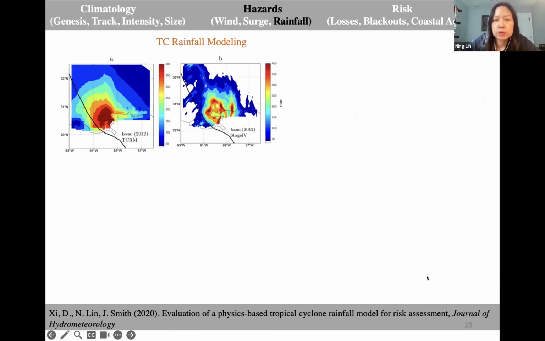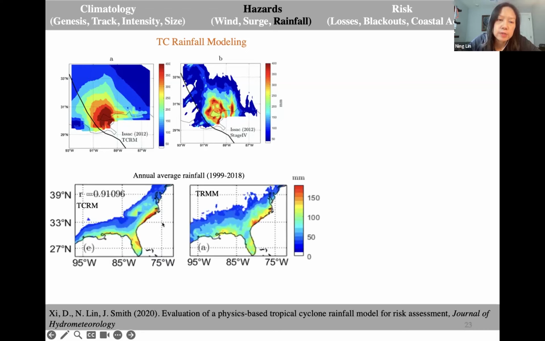And we also compare the model with observation. Here's one particular storm. That's a good one, actually. They're not always as good. This good one is Isaac, 2012. On the left is the simulation. On the right is radar observation.